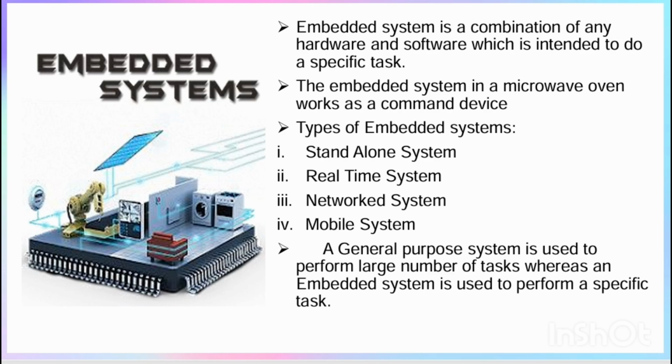As we know, there are two types of system. First one is the general purpose system and second one is the embedded system. A general purpose system is used to perform a large number of tasks, whereas an embedded system is used to perform a specific task. An embedded system may or may not contain an operating system, but a general purpose system must contain an operating system. Also, applications of an embedded system are specific, whereas applications of a general purpose system are specific or general.